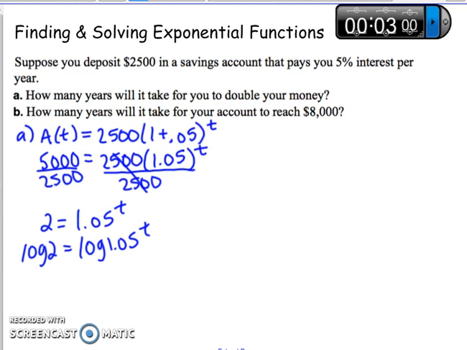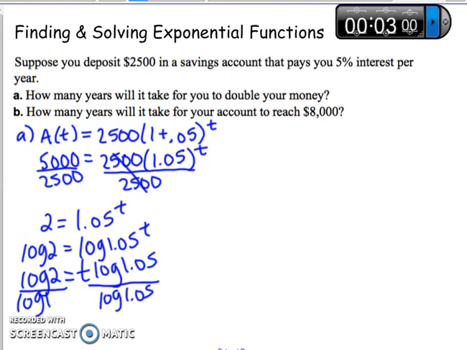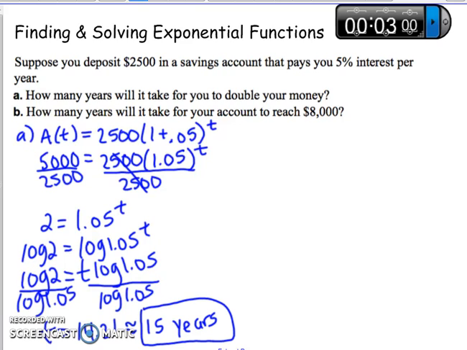And because of that rule, I can bring that exponent down. So log 2 is staying on the left, and this is going to be t log of 1.05. So to get t by itself, I'm going to divide by log 1.05. And then we can just plug this into the calculator, and we can get t. So t is going to be, in this case, 14.21. And we're going to round it up, and we're going to say about 15 years. Okay, so if it's past a number, you're going to round up to the next whole year.